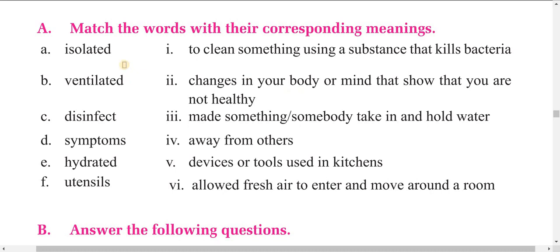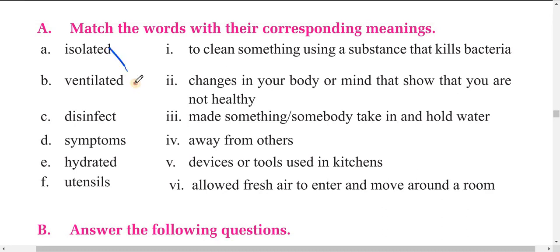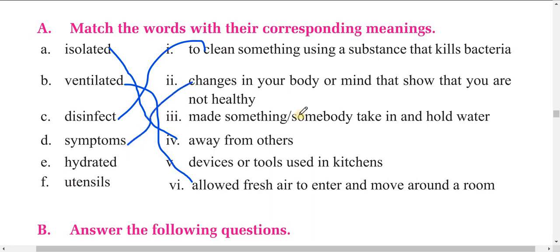Now, dear students, let's match the words with their meanings. Isolated: away from others. Ventilated: allowed fresh air to enter and move around a room. Disinfect: to clean something using a substance that kills bacteria. Symptoms: changes in your body or mind that show that you are not healthy.